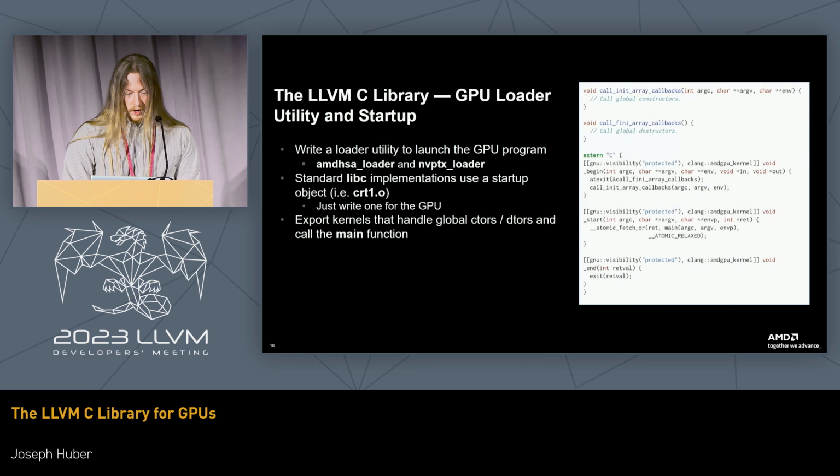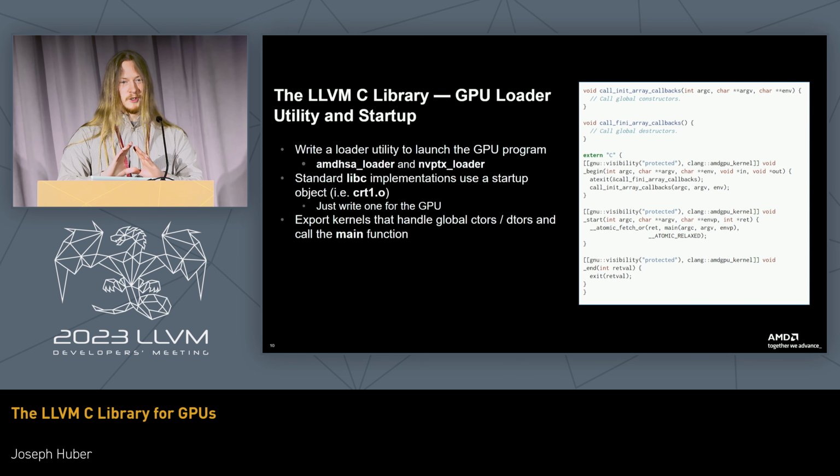Okay. So now that we can compile C++, you should be able to just make a regular executable, right? So how do you want to execute that? Well, all we need is really just some kernels that do things like call global constructors, destructors, and execute a main function. We can put that in a startup object, like what the regular libc does to call your main function. The only difference here is that we need a GPU runtime executable that just launches those kernels.